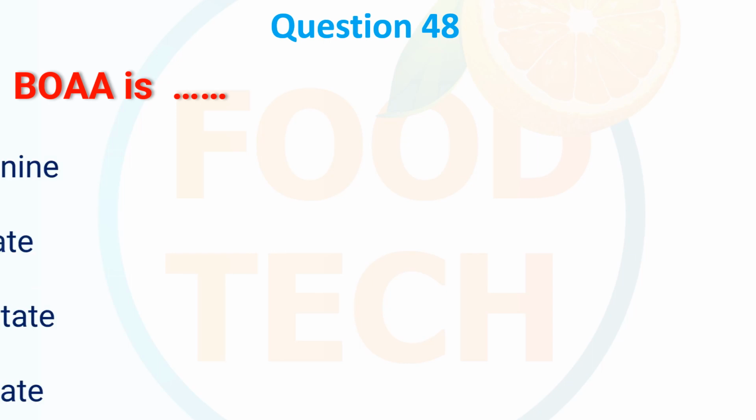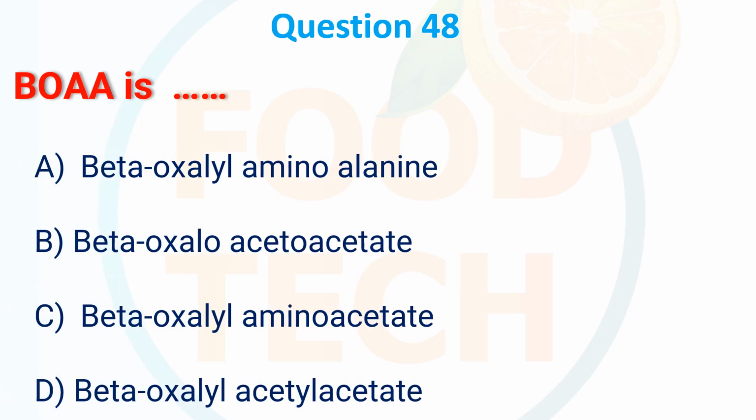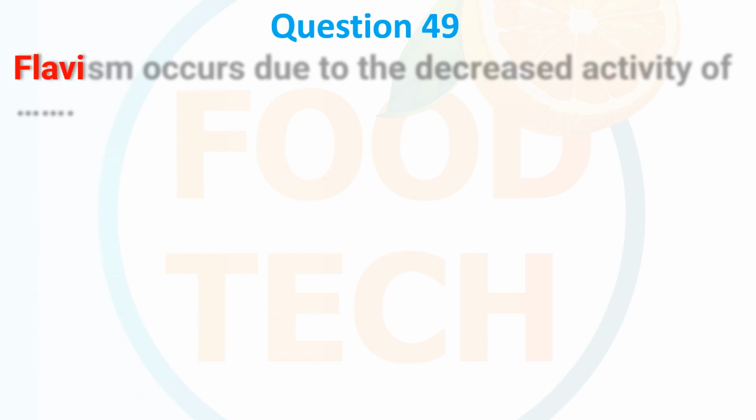BOAA is A. Beta oxyl amino alanine. B. Beta oxalo acetoacetate. C. Beta oxyl amino acetate. D. Beta oxyl acetate. The answer is A. Beta oxyl amino alanine.